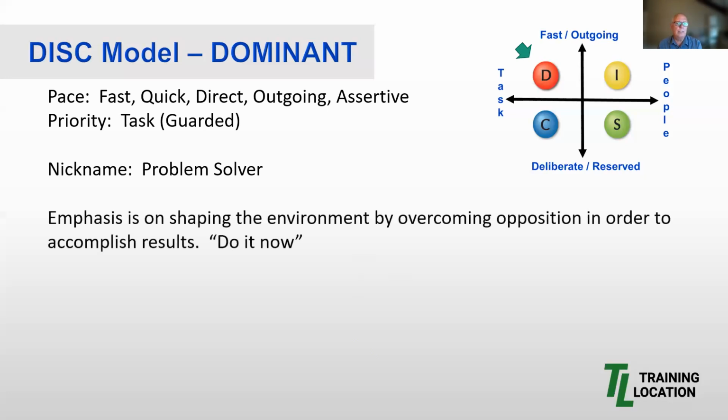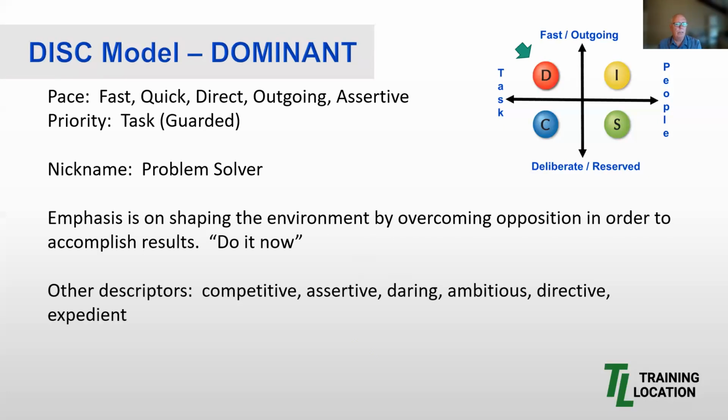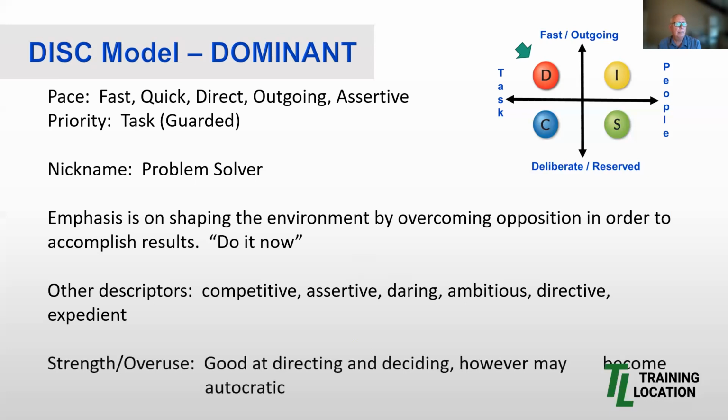A D's emphasis is on shaping the environment by overcoming opposition in order to accomplish results. Their motto is do it now. Other descriptors might include competitive, assertive, daring, ambitious, directive, expedient, and I might throw dynamic in there as well. Now, the last one I want to cover is the strength and maybe a potential overuse of this style. They're good at directing and deciding. However, they may become autocratic.